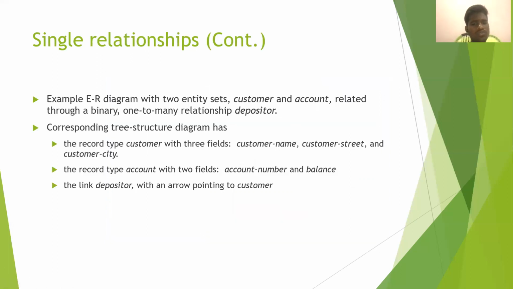For example, here is a diagram with two entity sets, customer and account, related through a binary one-to-many relationship, depositor. The corresponding tree structure diagram has the record type customer with three fields: customer name, customer street and customer city. The record type account has two fields: account number and balance. The link depositor has an arrow pointed to customer.